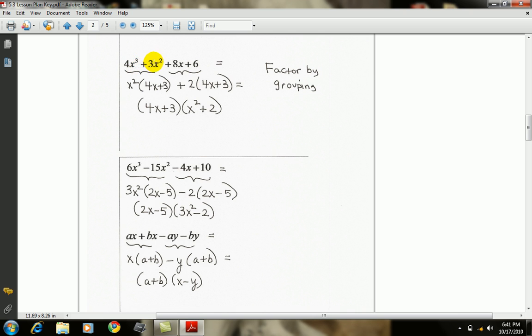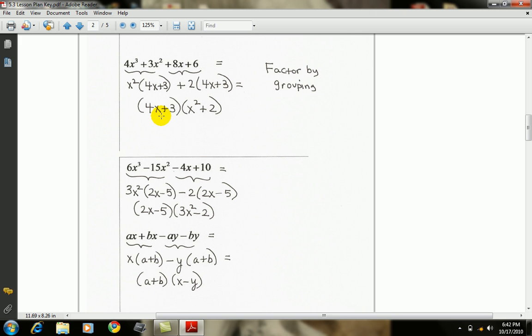Well, when I group the first two terms together, I'm able to take out an x squared, leaving me with 4x plus 3 in safety nets. When I look at the back two terms, the 8x plus 6, I'm able to pull out a positive 2. That leaves me with 4x plus 3 in parens, which is multiplication. This plus in the middle means we're not done. You can't have a plus that's free. It's got to be inside parens. But if you look at your two terms, you'll notice that 4x plus 3 is in each of them. So that becomes our GCF.